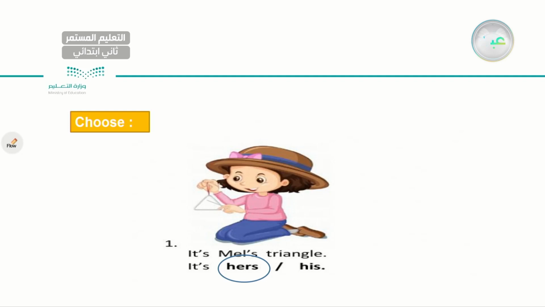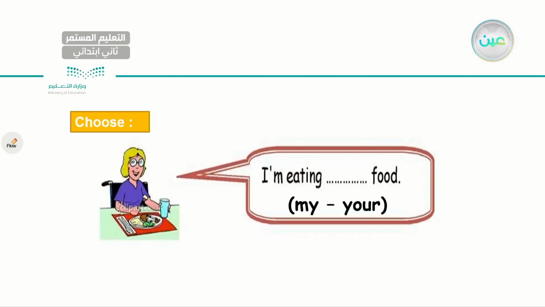It's Mill's triangle. It is hers. How about this one? Choose. I am eating. What do you think? I'm eating my food. Very good. I am eating my food. Excellent, excellent, my dear student.